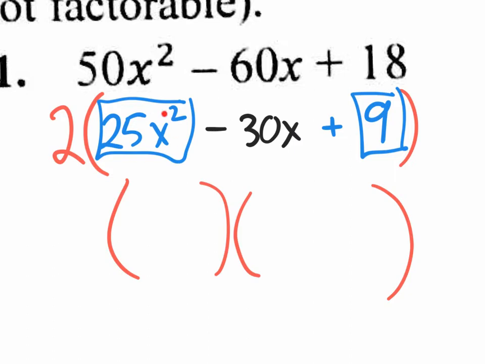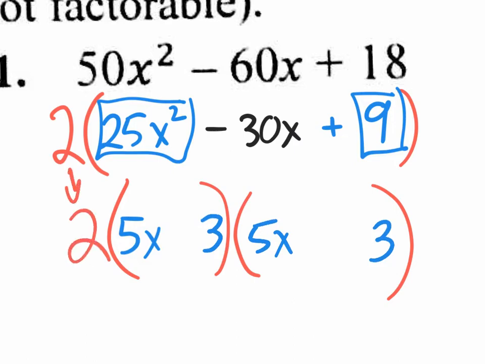So what is the square root of 25x squared? 5x. So I'm going to put a 5x right there. And what is the square root of 9? 3. So I'm going to put a 3 right here. So I repeat that, 5x and 3. Okay, don't forget about the outside 2. It needs to come down as part of your answer. Okay, now what about the signs?